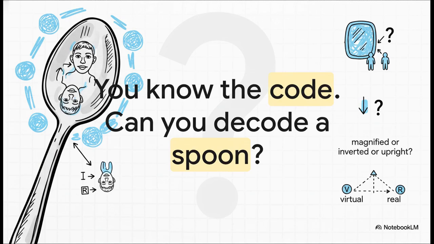So the next time you see yourself in the curved surface of a spoon, you'll know exactly what's happening. Is the image real or virtual? Inverted or upright? Magnified or minified? You know the code now. Which, of course, begs the question, why does the front of the spoon flip you upside down, but the back doesn't?